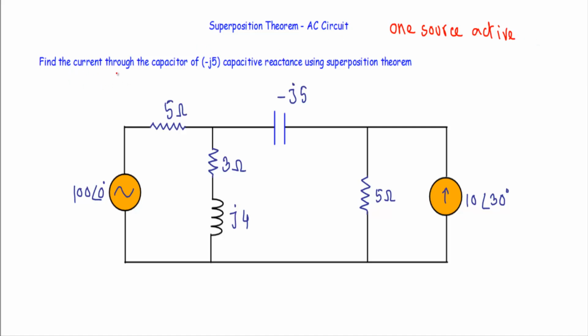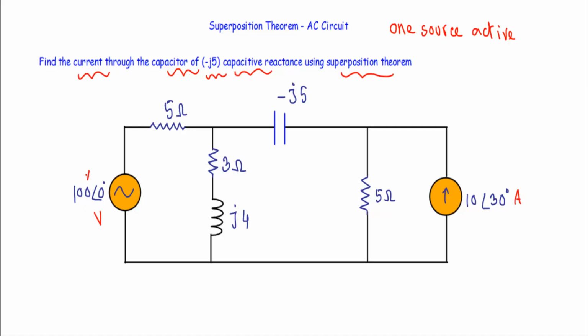Now see, in this circuit, we have to calculate the current through the capacitor of capacitive reactance of minus J5 using superposition theorem. In this circuit we have this 100 phase angle 0 degree voltage source, this 10 phase angle 30 degree ampere current source, and we have to calculate the current through this minus J5 ohm capacitive reactance.